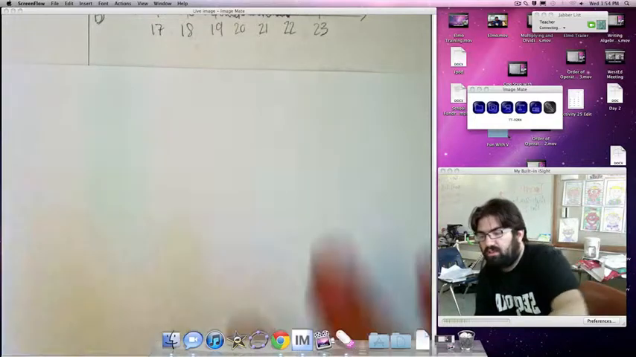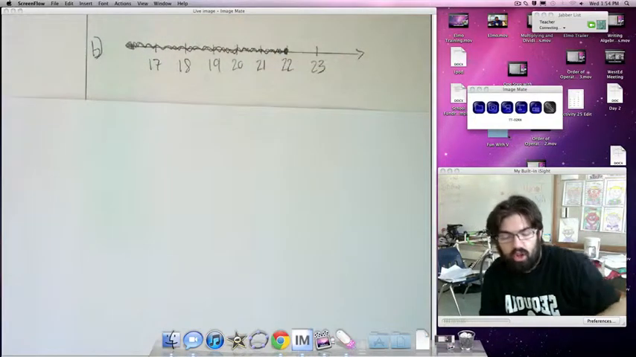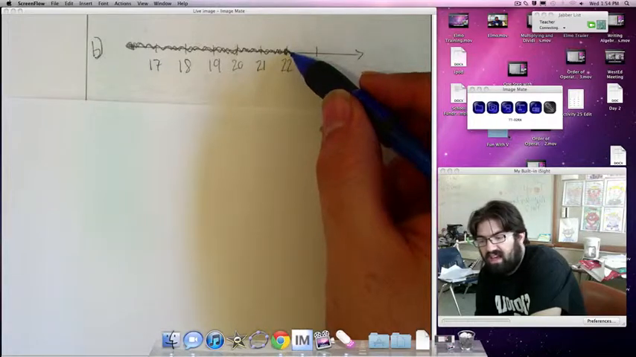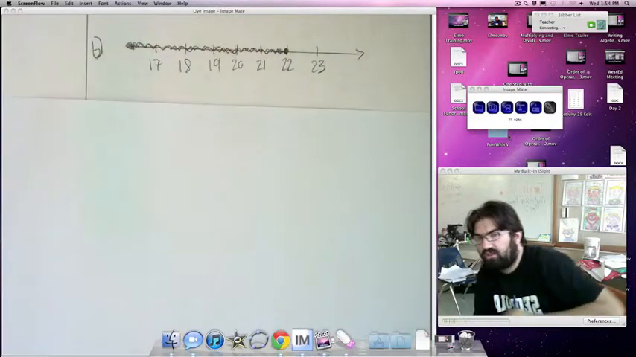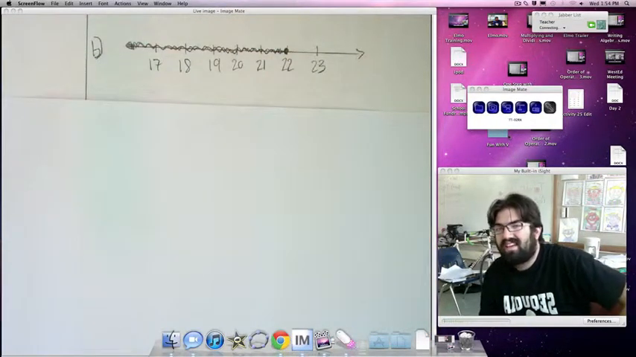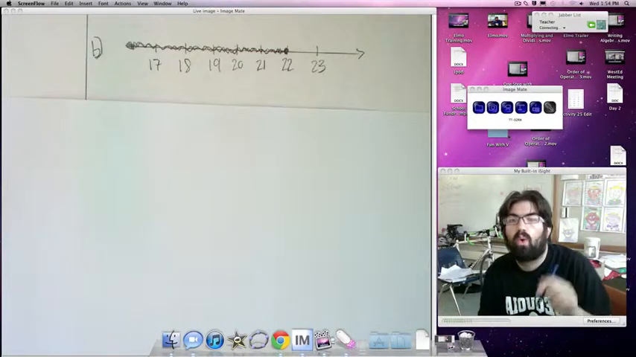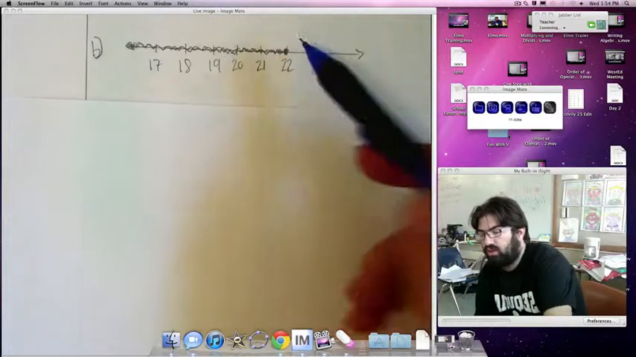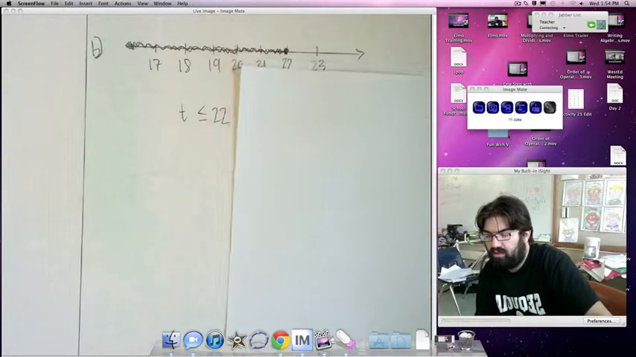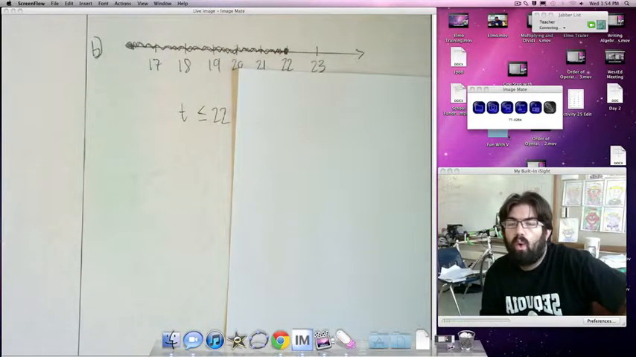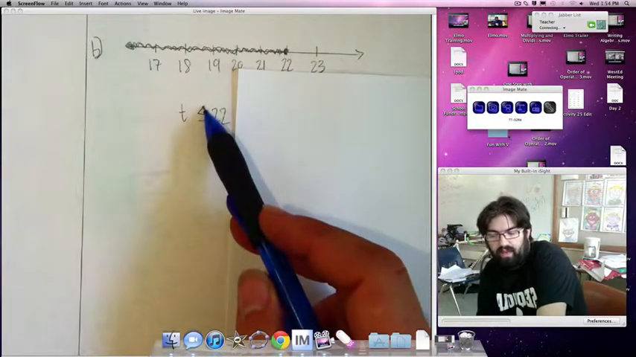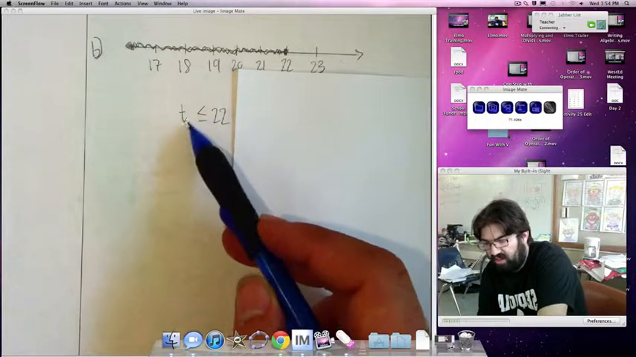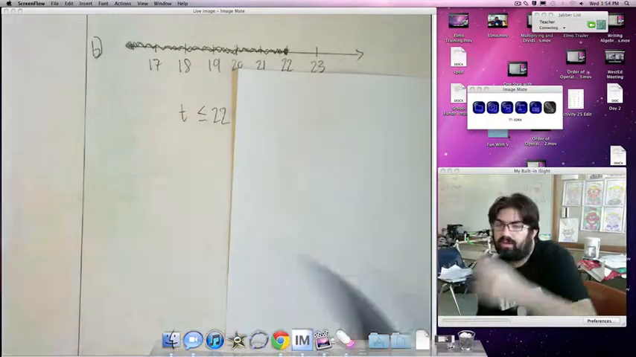Part 2 of this. If I give you this number line, where I have a closed dot, my focus number is at 22, and it's going towards the negatives, that means it's less than or equal to, because it's a closed dot. So you would say t is less than or equal to 22. 17, that's less than, 18, good.